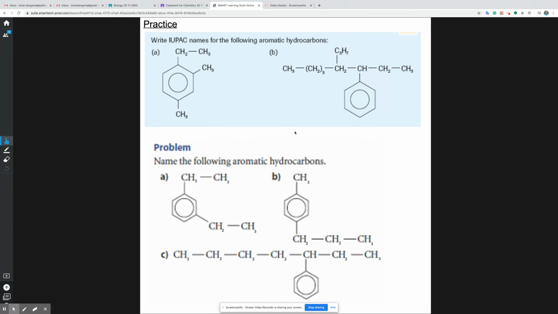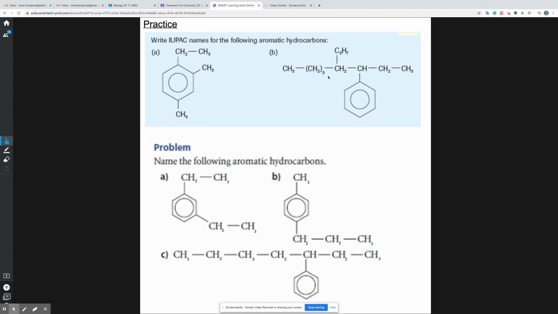So some practice here. We'll name a couple. For this one, there's no chain that's longer than 7. We just have a 2-carbon chain and 2 different 1-carbon chains. So benzene is going to be our root. Now we start our numbering with our ethyl group because it's first in alphabetical order. So this would be 1-ethyl, 2,4-dimethylbenzene.